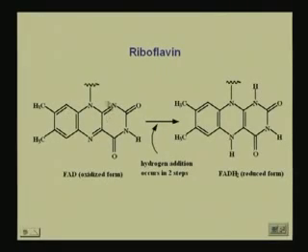So, this is the oxidized form, the rest of the. So, this is what? This is the isoalloxazine ring. This is the hydrogen addition that can take place in 2 steps. So, what do we have here? We have FAD, that is now FADH2, and where have the hydrogens been added? One to this nitrogen and one to this nitrogen.